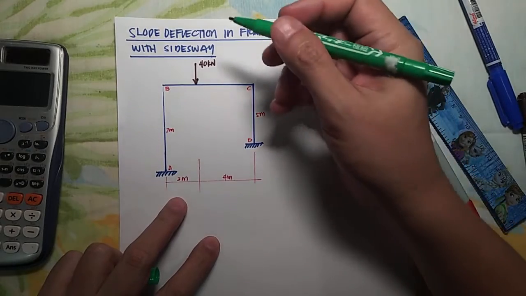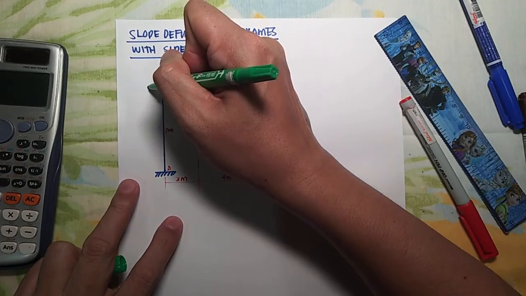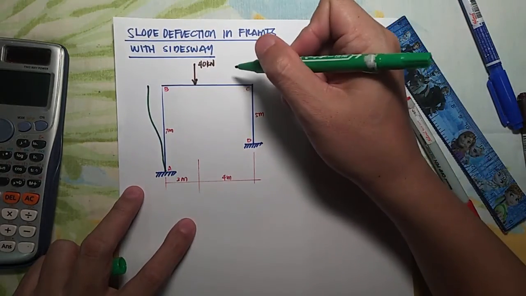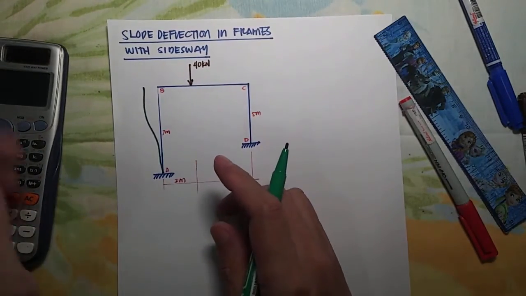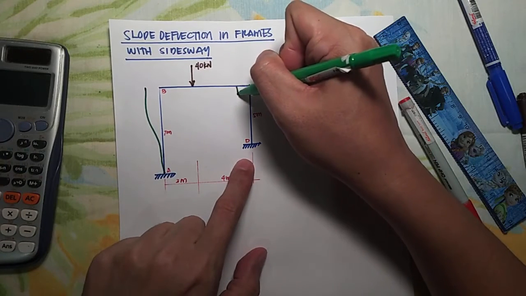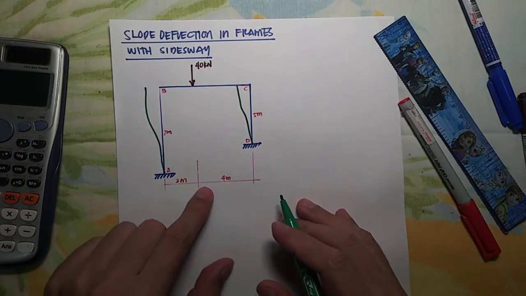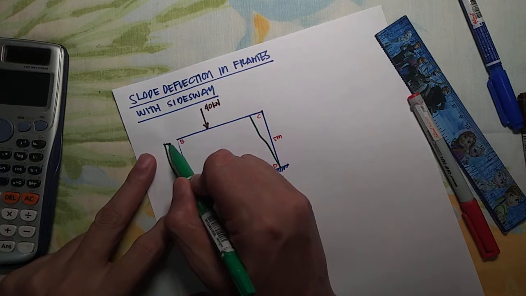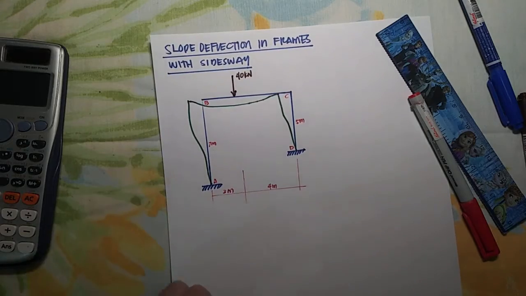If that happened, the elastic curve would be, let's say, this one. Member AB moves to your left, and member CD, let's say, moves to your left as well. Then member BC will just be deflecting like that.